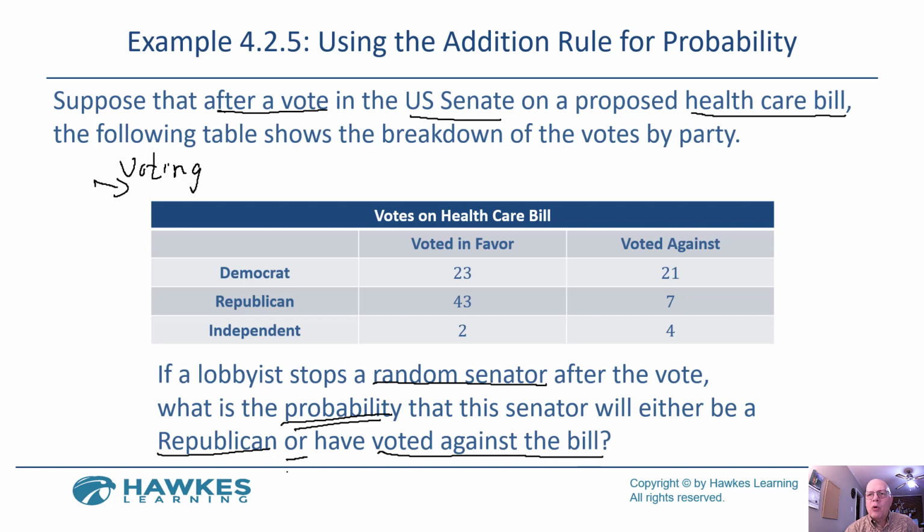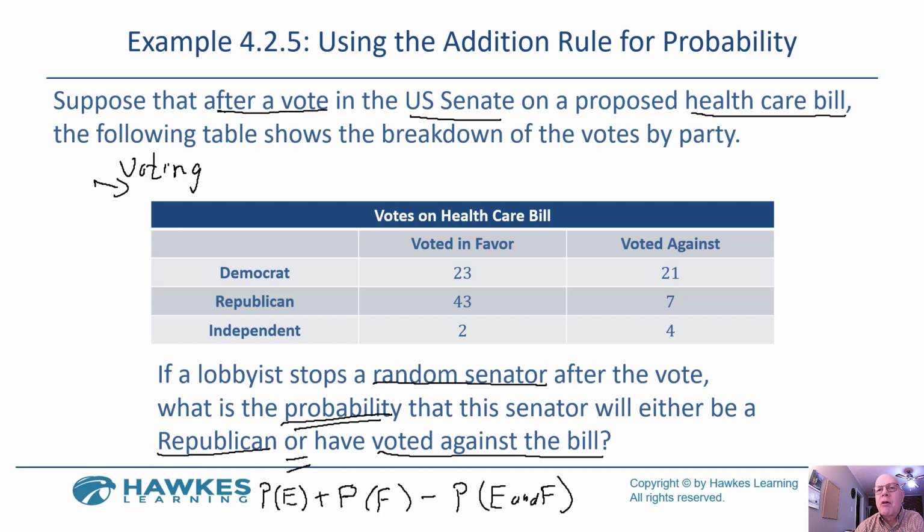Notice the word or, that's the key. We're going to have the addition rule, the probability of E plus the probability of F, and we're going to subtract the probability that both of them are true at the same time. So let's look at the table there.